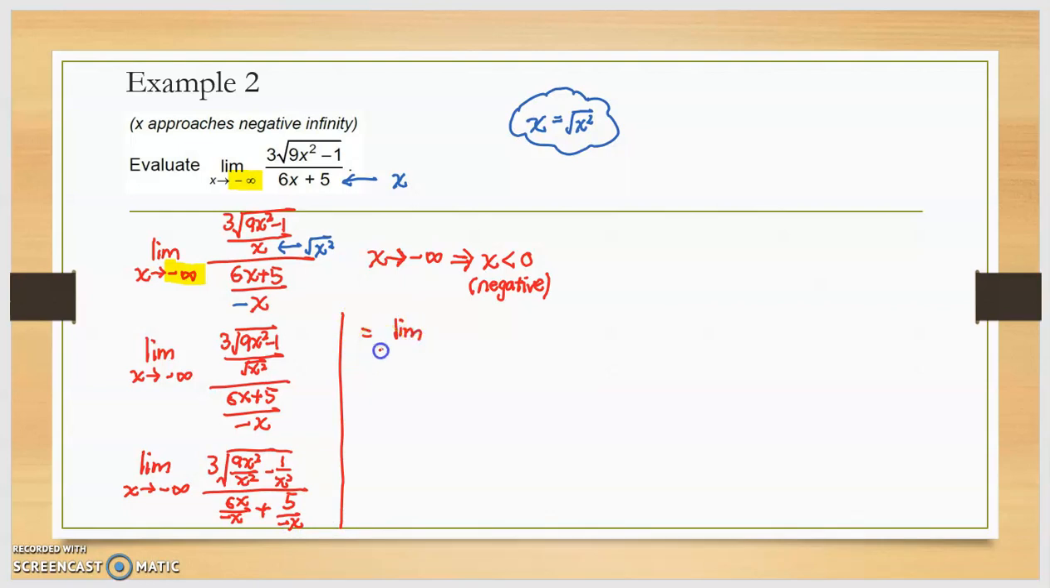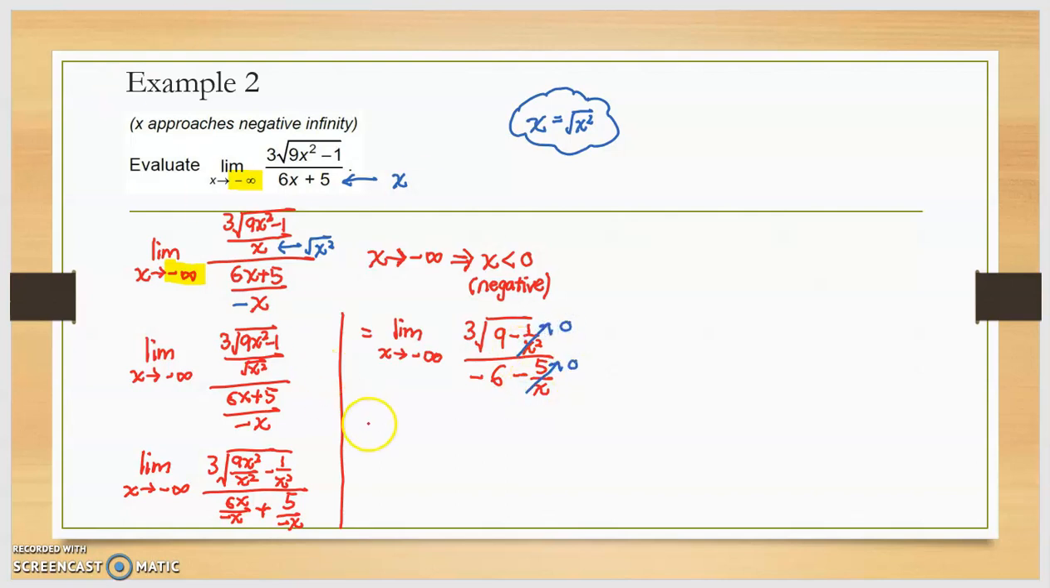Limit as x approaches negative infinity. Here is 3 in the bracket, square root of 9 minus 1 over x squared, over negative 6, because x divided by x is negative 6, plus minus 5 over x. So here is positive, here is negative. Positive, negative will become negative. Here 6x divided by negative x is negative 6. Any value divided by infinity will become 0.